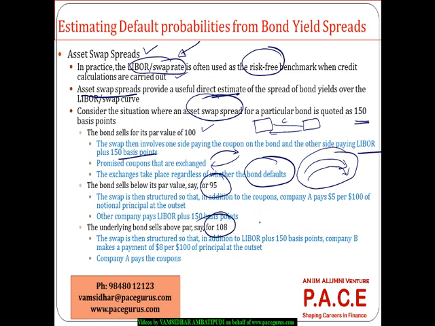Or even if the bond sells above par, I am paying the coupons and receiving LIBOR plus 150. Along with that LIBOR plus 150, I would also receive that $8 additional and pay only the coupon. Even then the strategy remains the same. So that's how we can use the asset swap spreads effectively in all the possible scenarios.